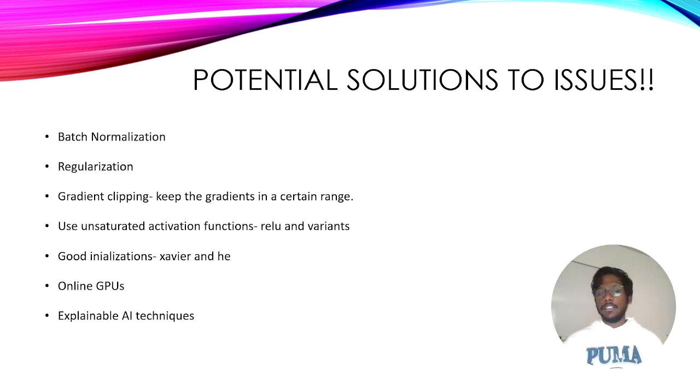So we have batch normalization, regularization, and gradient clipping. These techniques try to solve the issue of underfitting versus overfitting. Batch normalization and regularization will help in reducing the model complexity, preventing overfitting, or improving underfitting conditions. Gradient clipping or unsaturated activation functions can help in solving the vanishing and exploding gradient problems. Initializations can be used for better backpropagation processes.